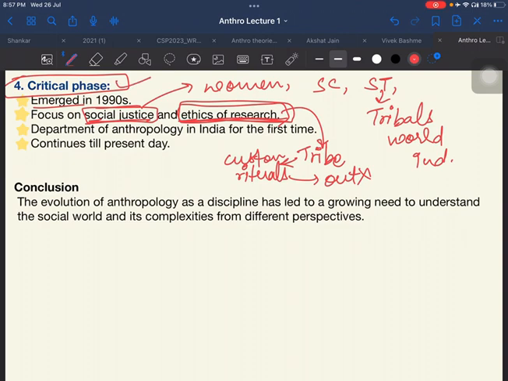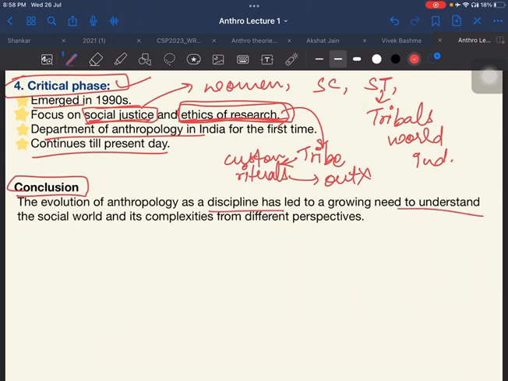Now, it was only in this phase that the Department of Anthropology was established in India for the first time. So, anthropology in India is very new. It's in its infant stage. Now, it continues till the present day. So, which phase of anthropology is going on right now? The critical phase.